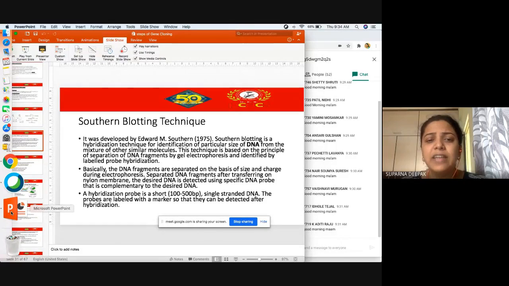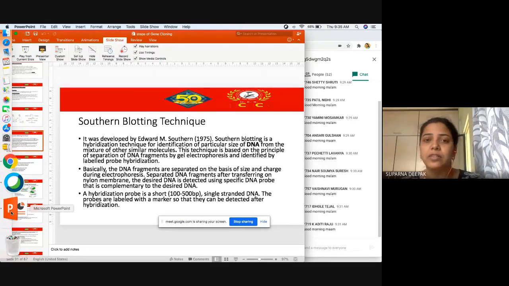But earlier, this entire method was dependent upon the sole blotting method, or you can say the siphoning method of your tissue papers. Okay, so the blotting technique is a hybridization technique for identification of a particular size of DNA. So now blotting is being applied to various different types of macromolecules. You can do it for DNA, RNA, as well as proteins, right?